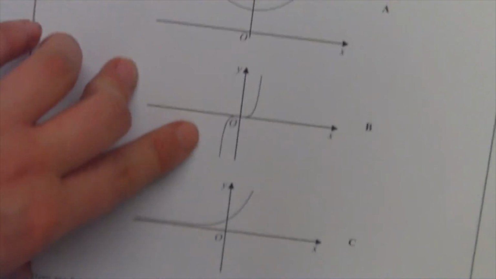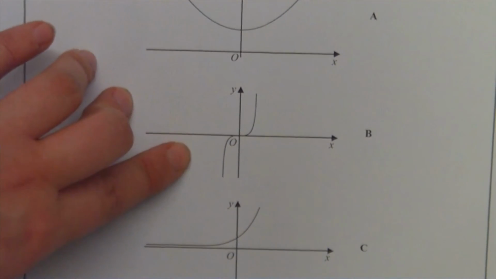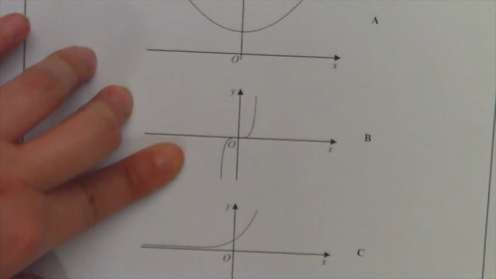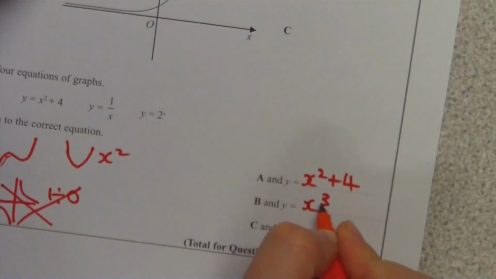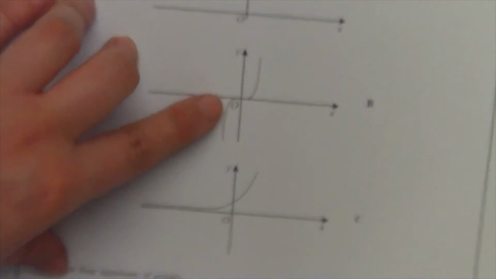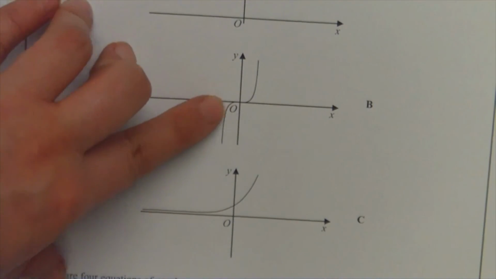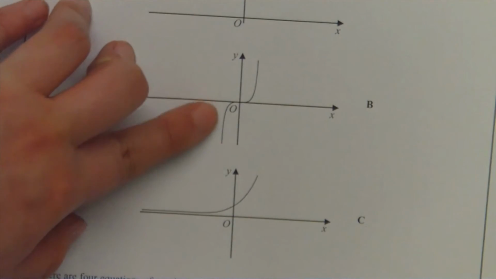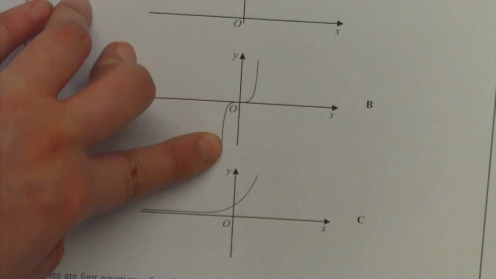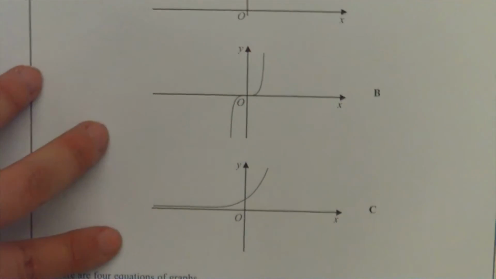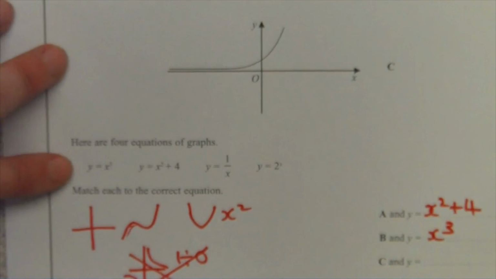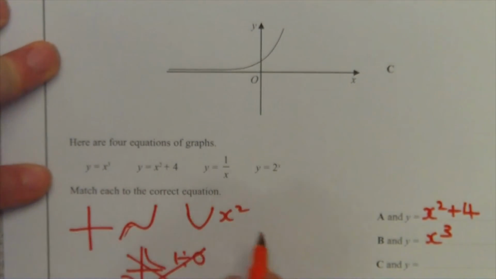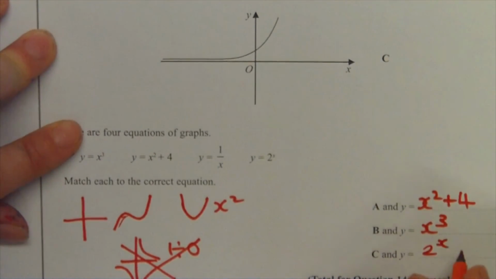That means this graph, which I was a bit unsure of because I wasn't quite familiar with it, I think I'm going to go with y equals x cubed. Okay, so it goes through 0, which is what I want for x cubed, and negative numbers are still negative. Negative cube numbers are still negative. Positive numbers are obviously positive. So that leaves me with C as being y equals 2 to the power of x.